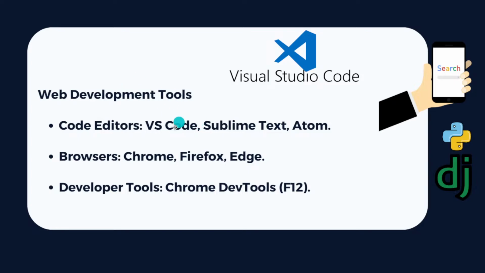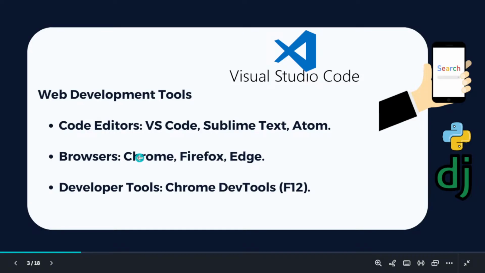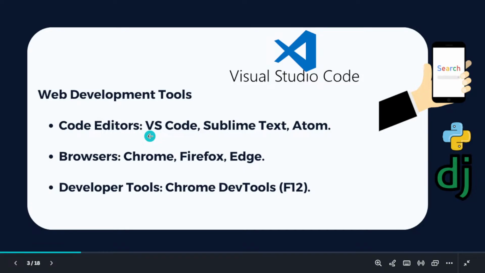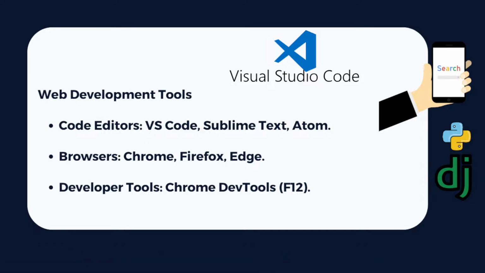These are the most used code editors in the market. This is VS Code, and this is the VS Code symbol. We use this code editor to type our code. And what is a browser? In web development, the browser is one of the tools. Everyone knows Chrome, Firefox, Edge. The browser is also a tool in web development, because we see websites only in the browser.